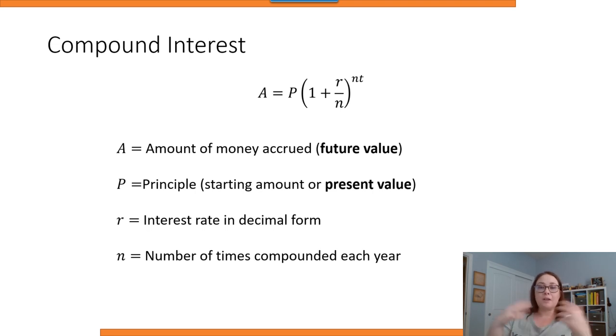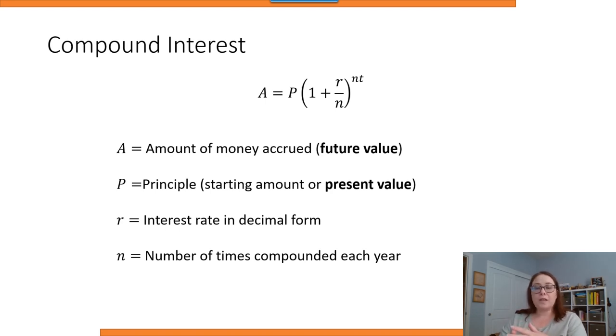And so the A is the amount of money accrued, or sometimes called the future value. P is the principal, so that's the amount of money you started out with, the amount of money you borrowed or the amount of money you invested into a savings account, for instance. And this is sometimes called the present value. So if you see any of those terms, that's what they're talking about.